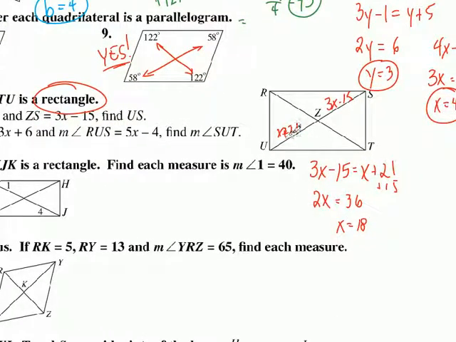So let's just find this little bit right here first. So this is x plus 21. So I take that x and I add it to 21, and that gives me 39. So if this is 39, what's this right here? 39. Right, so if that's 39 from here to here, this has got to be 39 as well. So what do we do to find that whole entire US? Add them up.